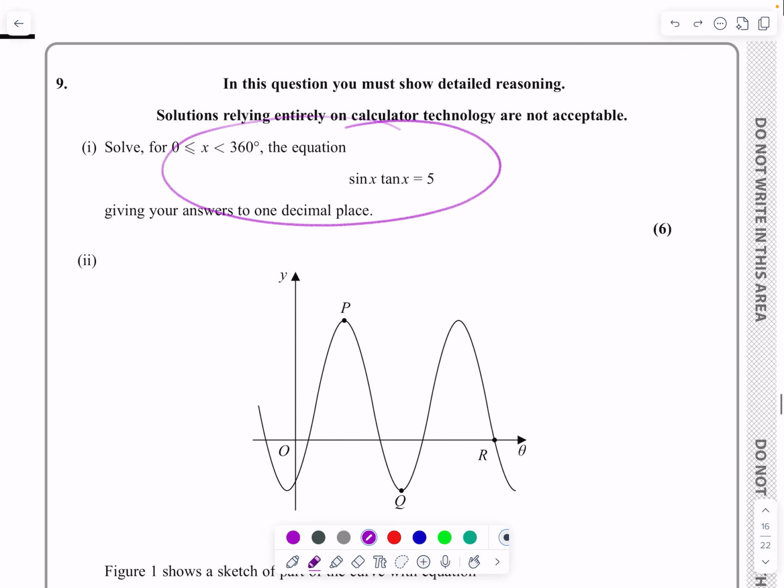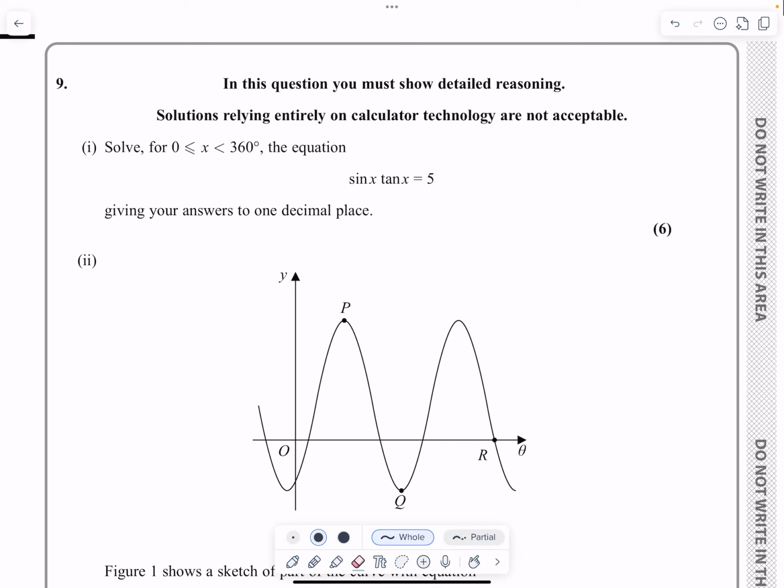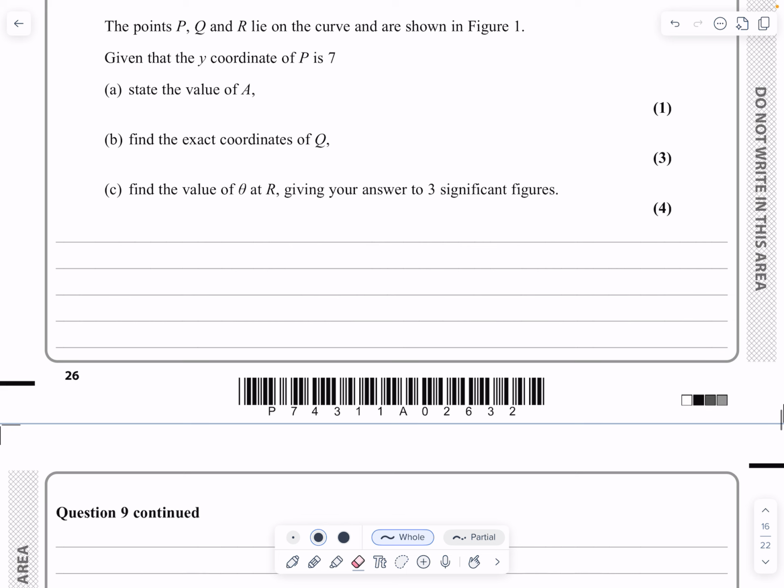But let's focus on part 1, which says, solve for x from 0 to 360 the equation sin x tan x equals 5. Yeah, absolutely, we can make a start on this. So sin x tan x equals 5, and then I'm going to use one of the identities I know, which is that tan is sine over cos. So I'm going to replace this with sin x over cos x is equal to 5. And then I can multiply that out.